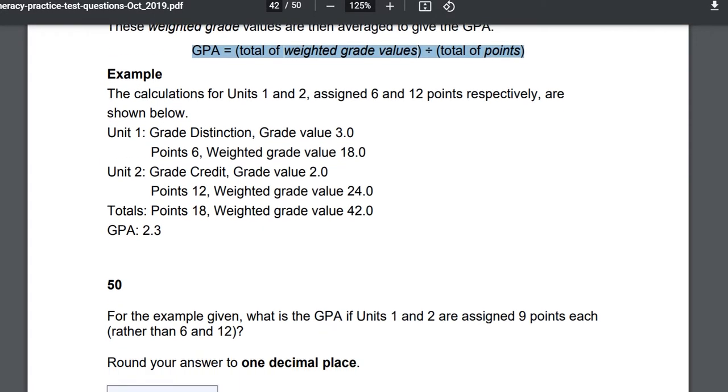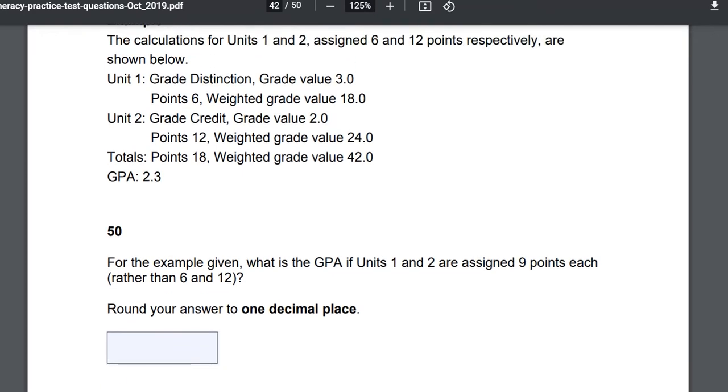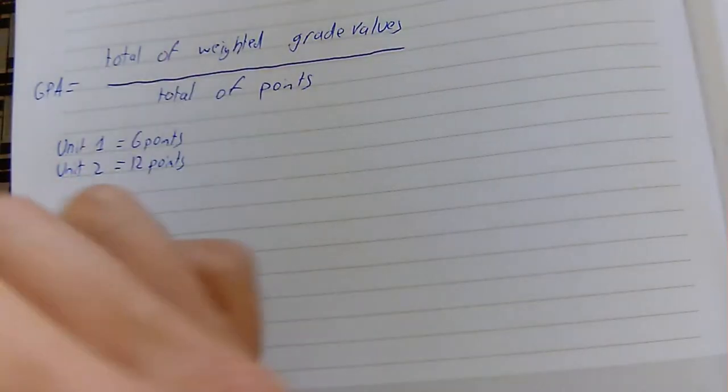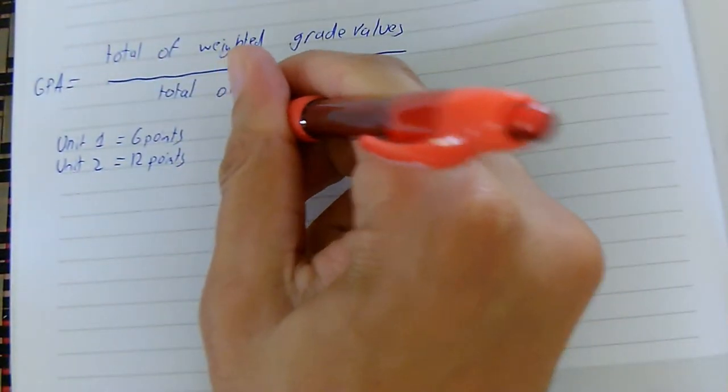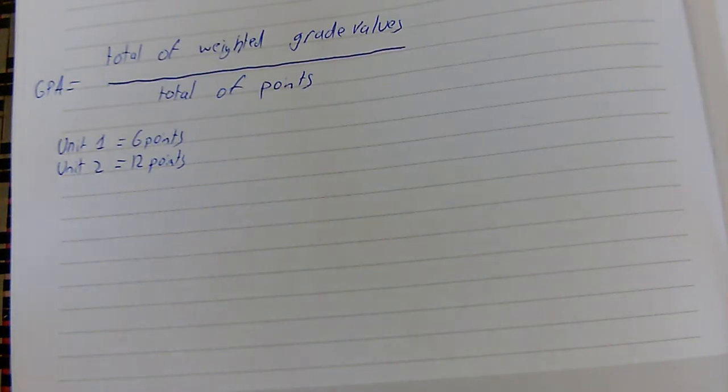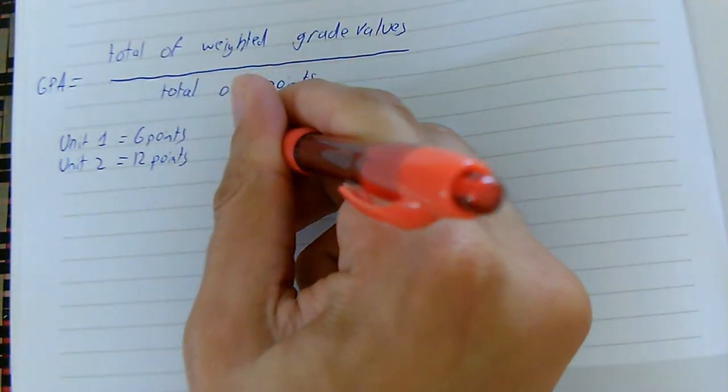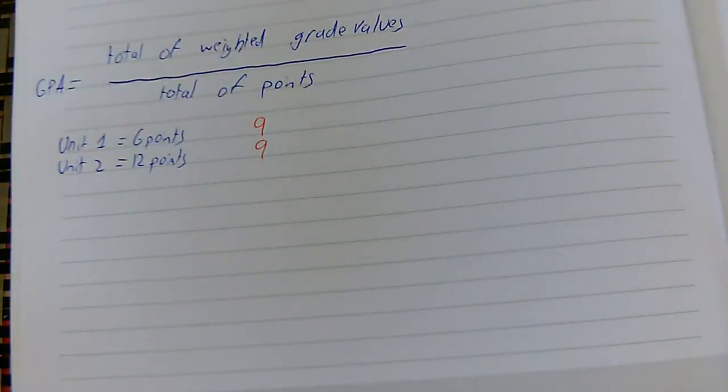Now let's have a look at what the questions are. For the example given, what is the GPA if units 1 and 2 are assigned 9 points each rather than 6 and 12? So let's change them to 9 points each for our example. So they are worth 9 and 9, unit 1 and 2.